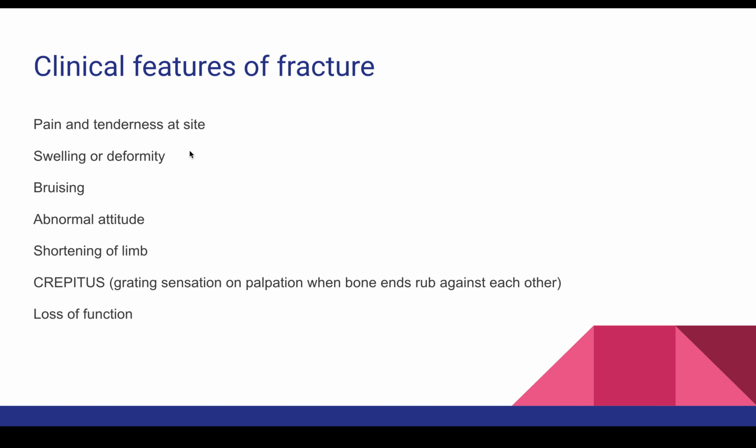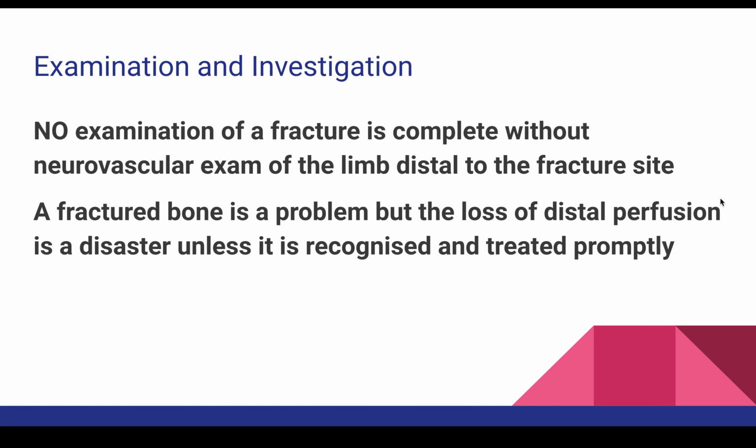We will see pain and tenderness. We will see warmth and swelling. You will see bruising. You will see abnormal attitude, which means, for example, if the shoulder was in the normal physiological attitude, abnormal attitude would be in anterior dislocation. It will be abducted, externally rotated. Shortening of a limb, and crepitus. Crepitus is the grating sensation you get on palpating when the bone ends rub against each other. And obviously, what makes a fracture different to any other bodily organ, a very important clinical feature, is you will have loss of function.